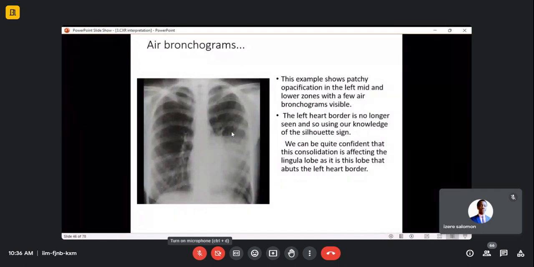I can even go far and say it is in the left lingular segment because it is silhouetting the margin of the left heart, sign positive. It is alveolar opacity or airspace opacity because I can see some air bronchograms within it, some air spaces within it. So I'm very sure that this is the airspace opacity, and I'm sure that it is in the left lingular segment. So it is a consolidation.